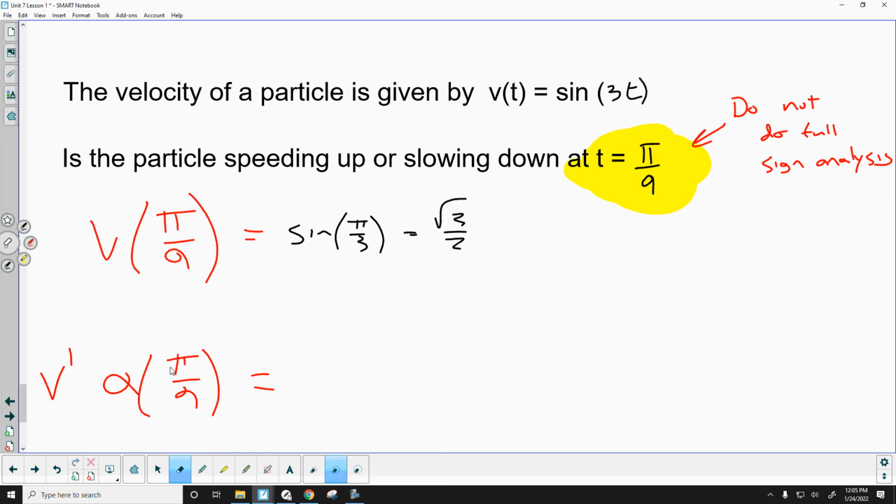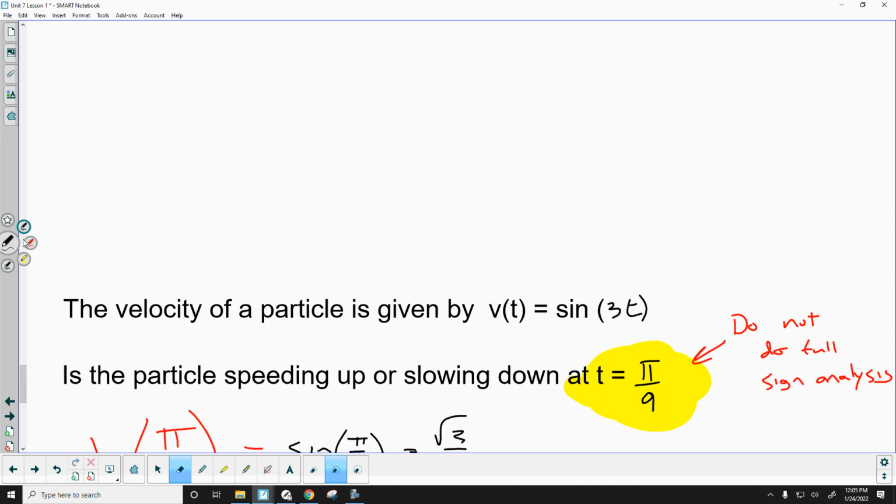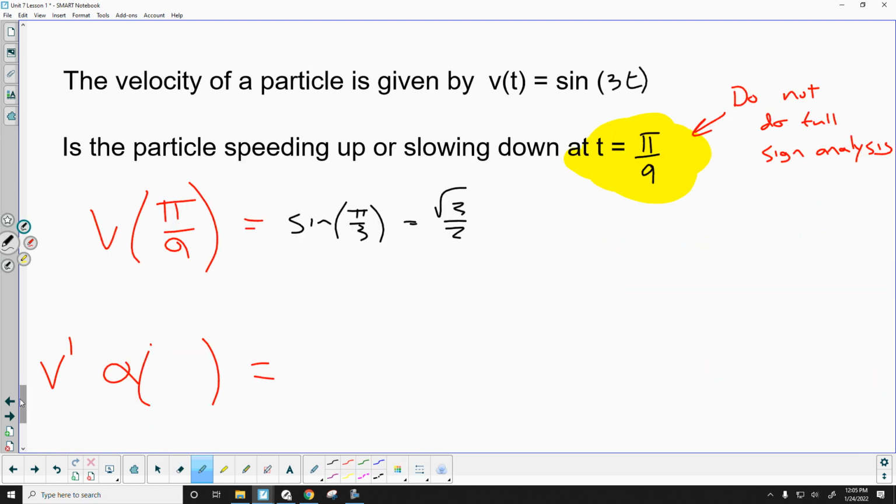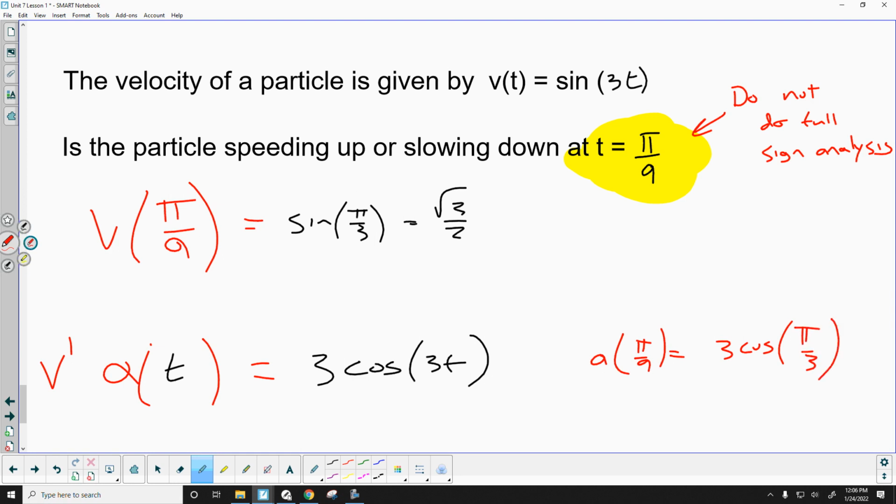We need a formula for A. Somebody take the derivative of V, and you will become immortalized. Thank you, Triant. Twice in one class. Plug in pi over 9. Yeah, we got to be careful. We're going to go back and forth. This is also positive. We're speeding up. All right.